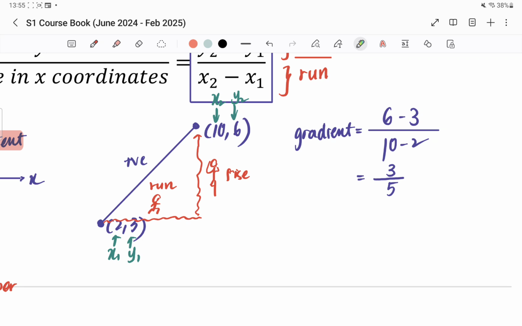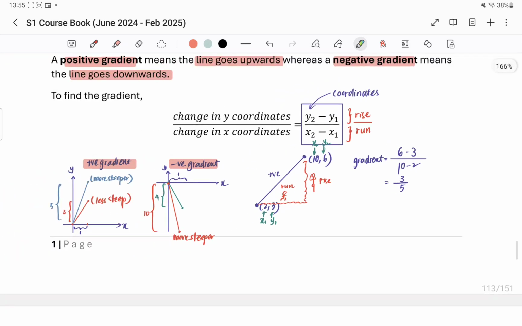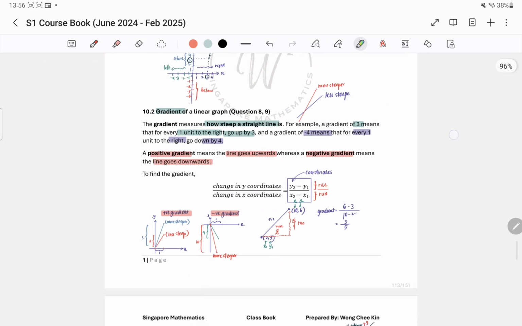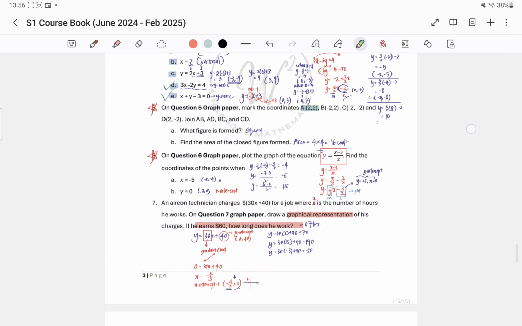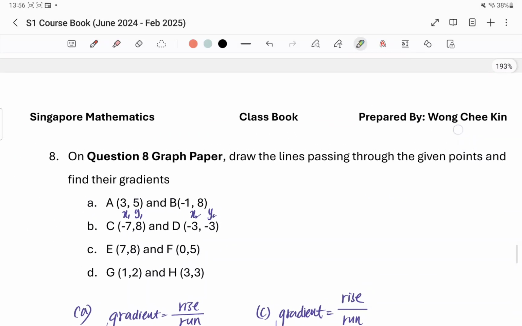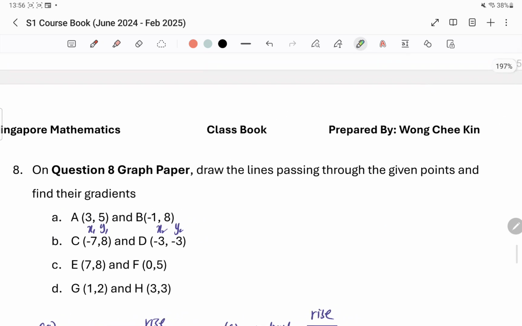Okay, so this is how gradient works. We want to know how steep the gradient is. The question can ask you to find the gradient of certain pairs of coordinates. We will be going through questions 8 and 9 now to look at what we can do. Over here, use the formula. I want you all to try out questions 8 and 9, pause the video, and find out the answers for A, B, C, and D. Take some time to find the gradient for every single one of them, and then replay the video.